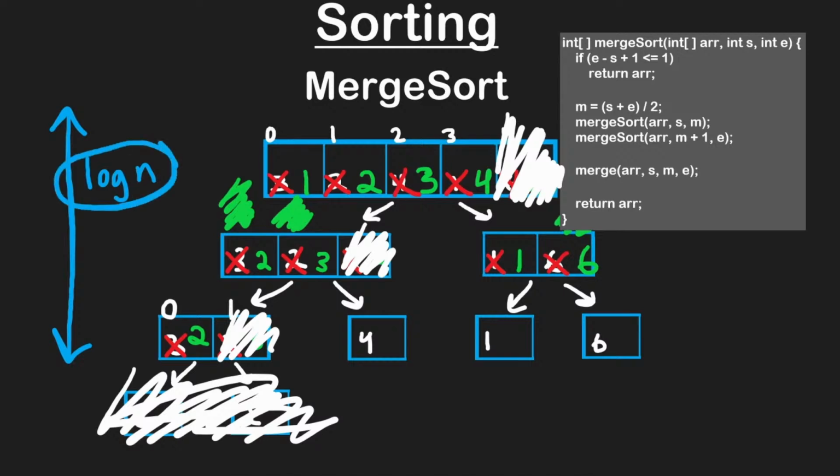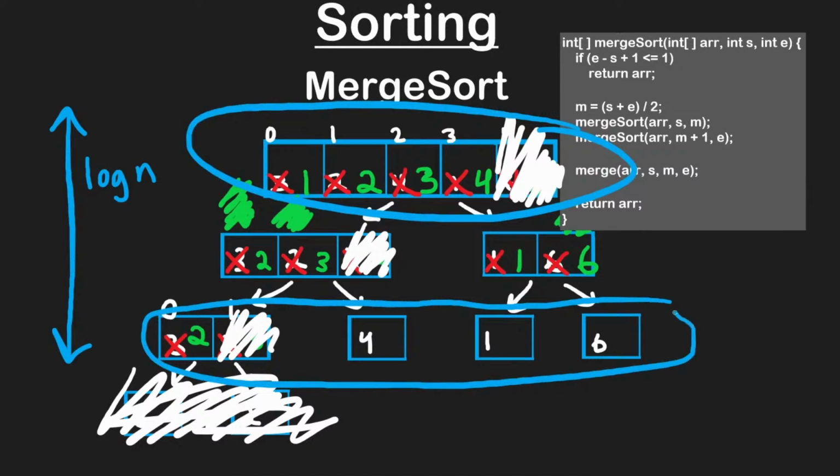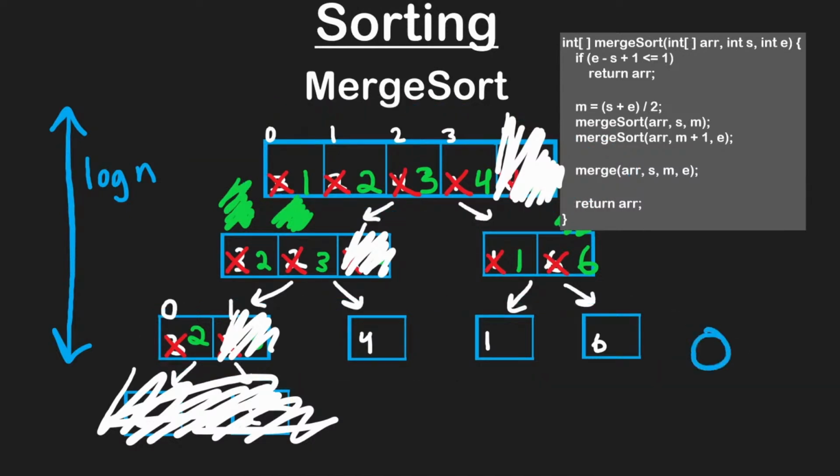But that's not the entire time complexity. That's the number of steps that we're going to have. But what's the time complexity of each step of this algorithm? Well, it's big O of n. Let me tell you why. Basically, it has to do with this merge step.